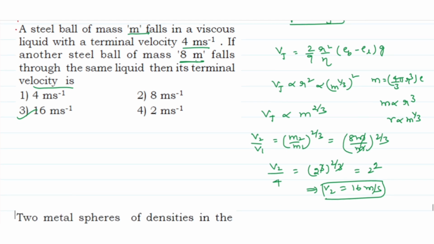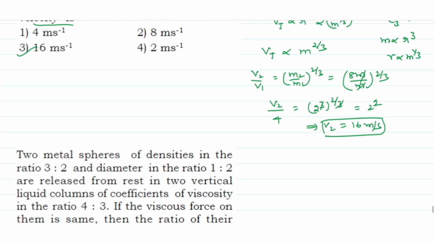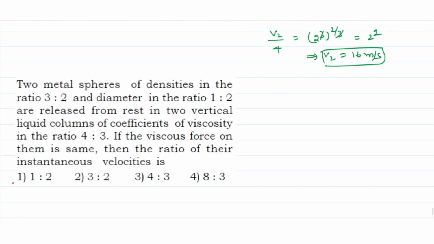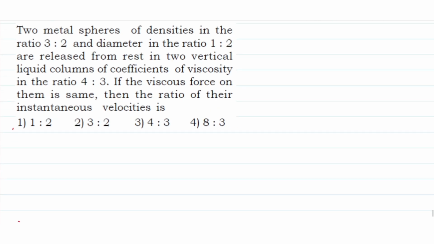Look at the next question. The next question says two metal spheres of densities given in the ratio 3:2 and the diameters in the ratio 1:2 are released from rest in two vertical liquid columns with coefficients of viscosity in the ratio 4:3. If the viscous force acting on them is the same, then we need to calculate the ratio of their instantaneous velocities. Here they are asking about velocities.